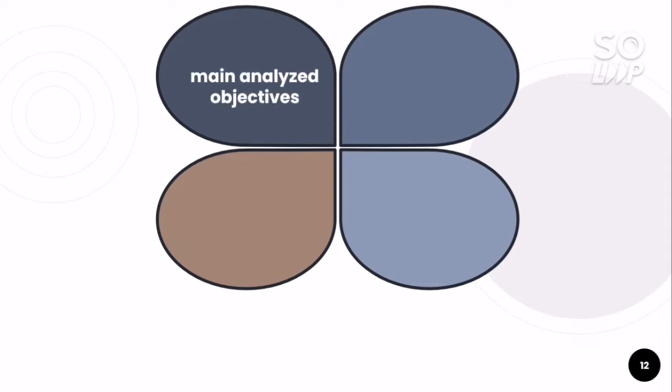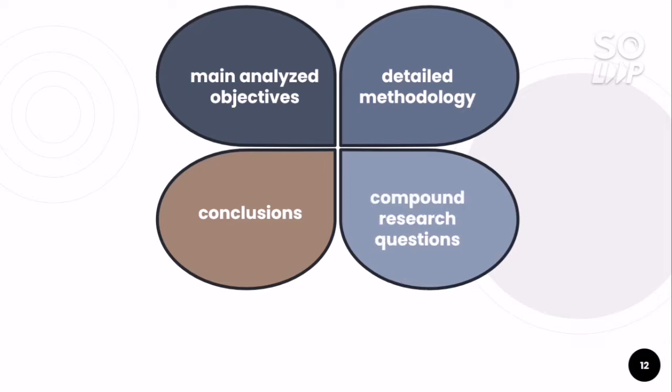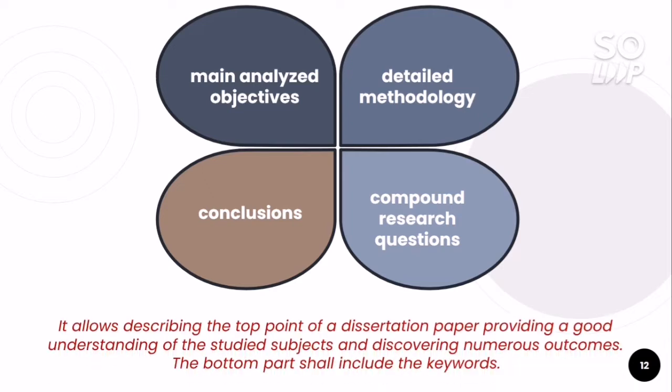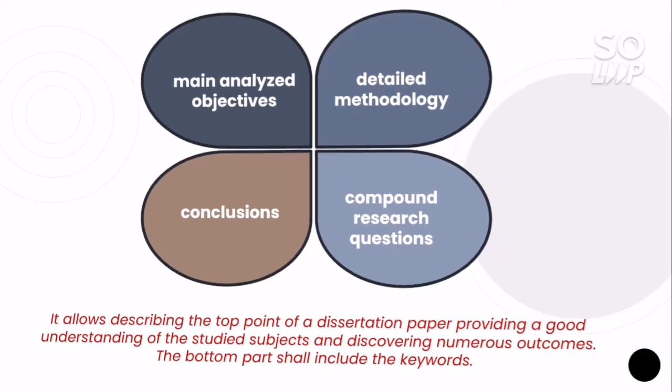The abstract also includes main objectives, detailed methodology, conclusions, and compound research questions. Abstract needs to include source references and acronyms. It allows describing the top point of a dissertation paper or research paper, providing a good understanding of the studied subjects and discovering numerous outcomes. So the bottom part should include the keywords.